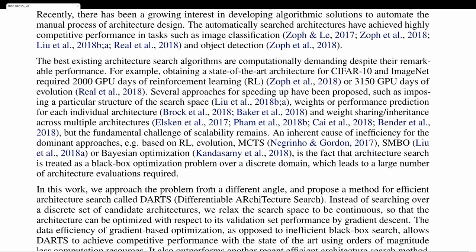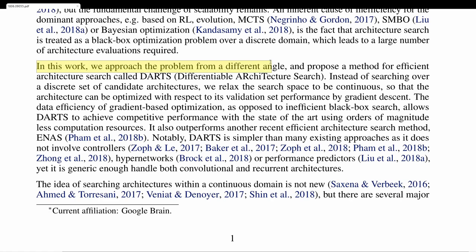In this work, we approach the problem from a different angle and propose a method for efficient architecture search called DARTS, Differentiable Architecture Search. Instead of searching over a discrete set of candidate architectures, we relax the search space to be continuous so that the architecture can be optimized with respect to its validation set performance by gradient descent. The data efficiency of gradient-based optimization, as opposed to inefficient black-box search, allows DARTS to achieve competitive performance with the state of the art using orders of magnitude less computational resources.